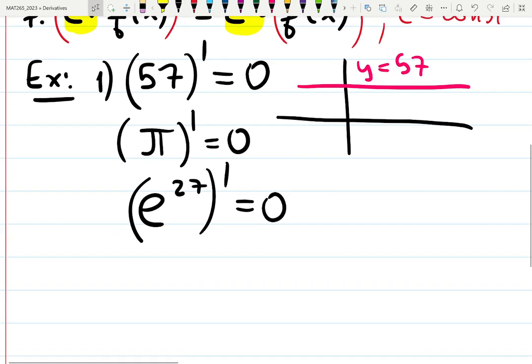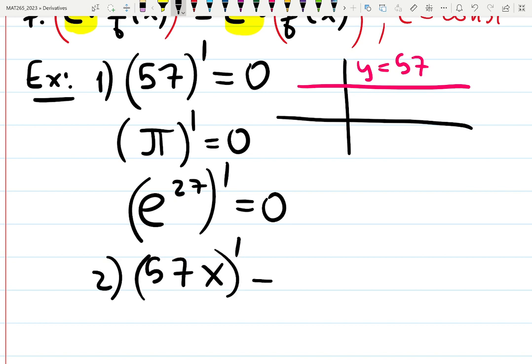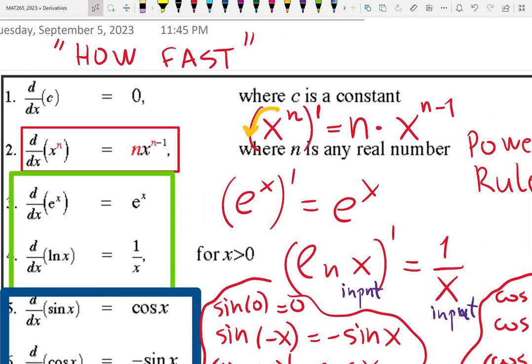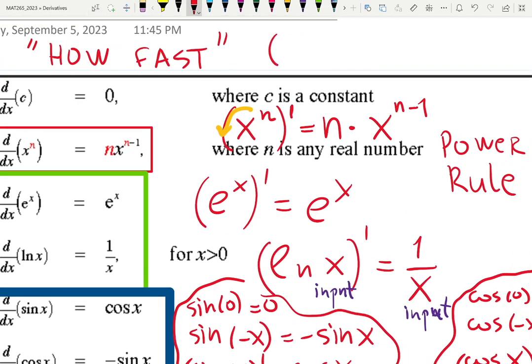However, two. Now it's getting interesting. How about 57x? Let me ask people who just see it for the first time. Derivative of 57x. Let's go back and see. Derivative of x. No, it's not here, but we can write it down. Derivative of x is 1.